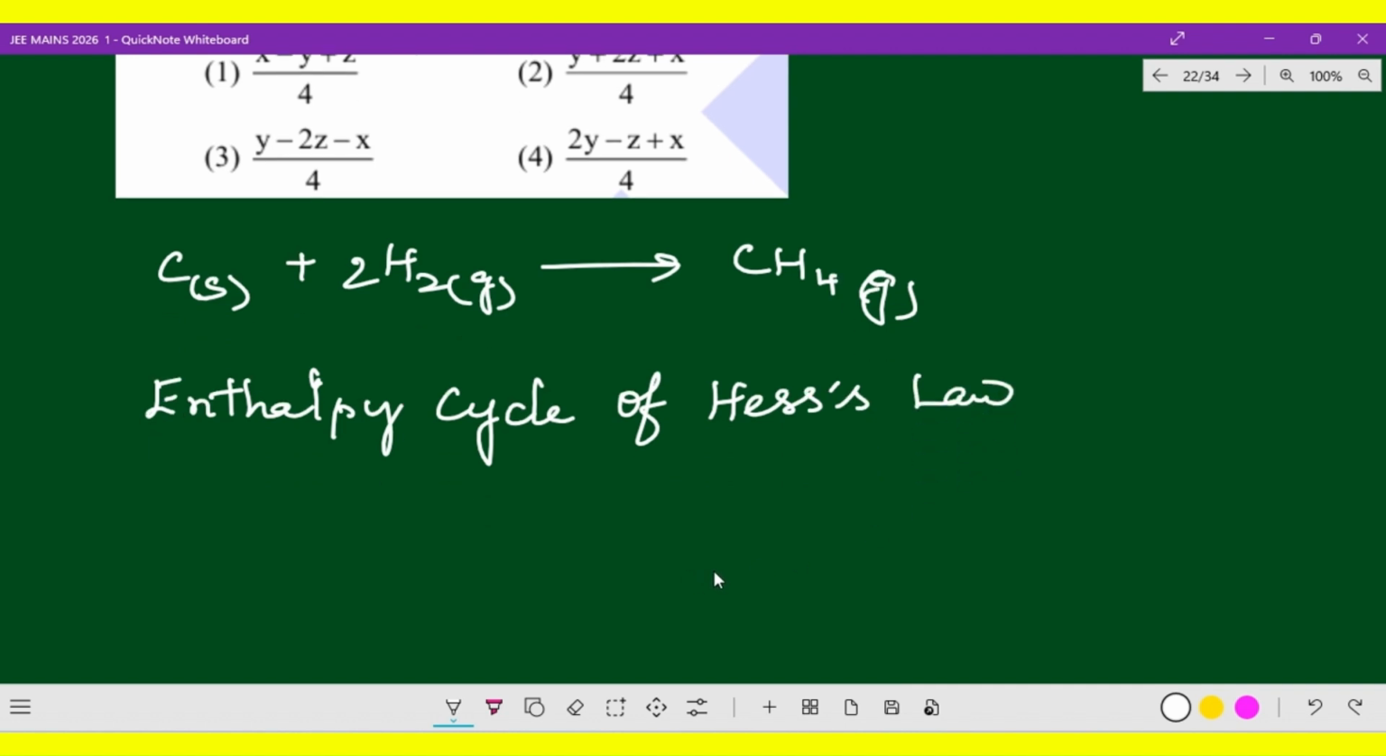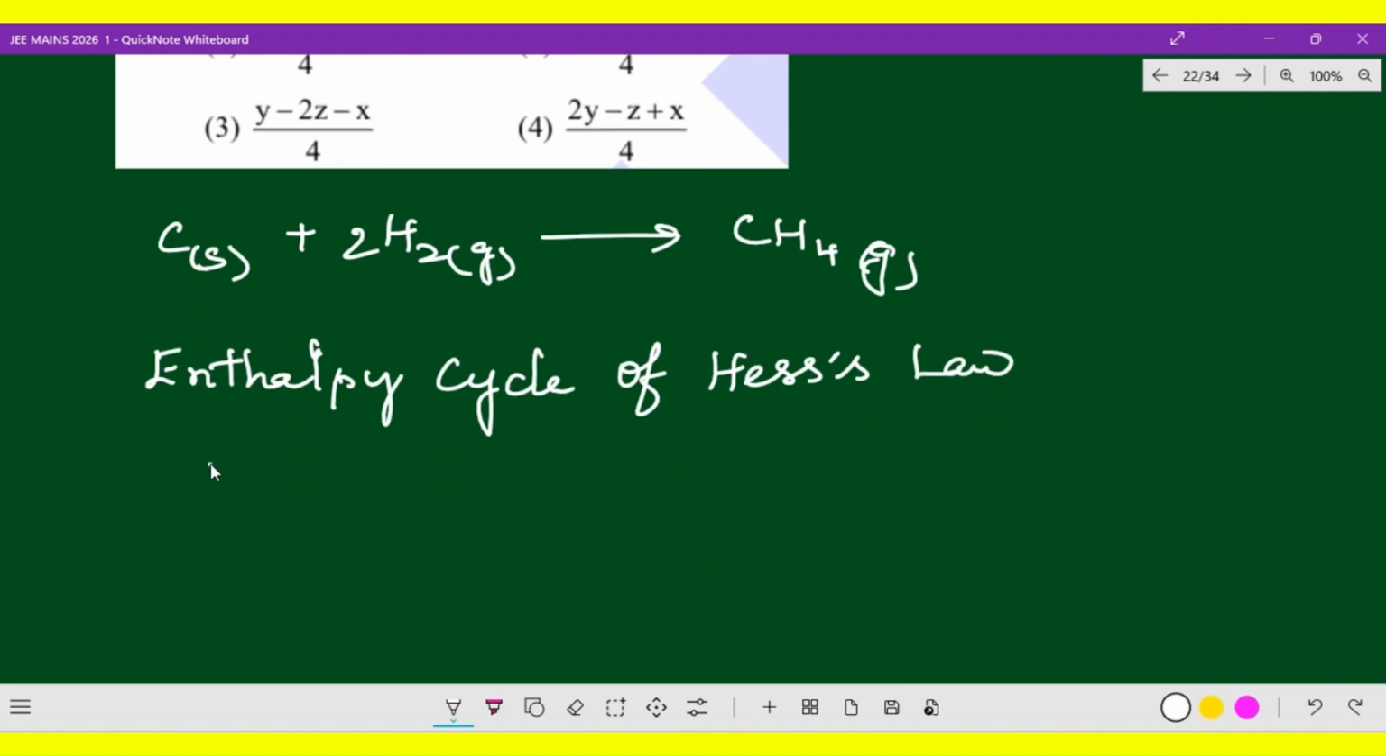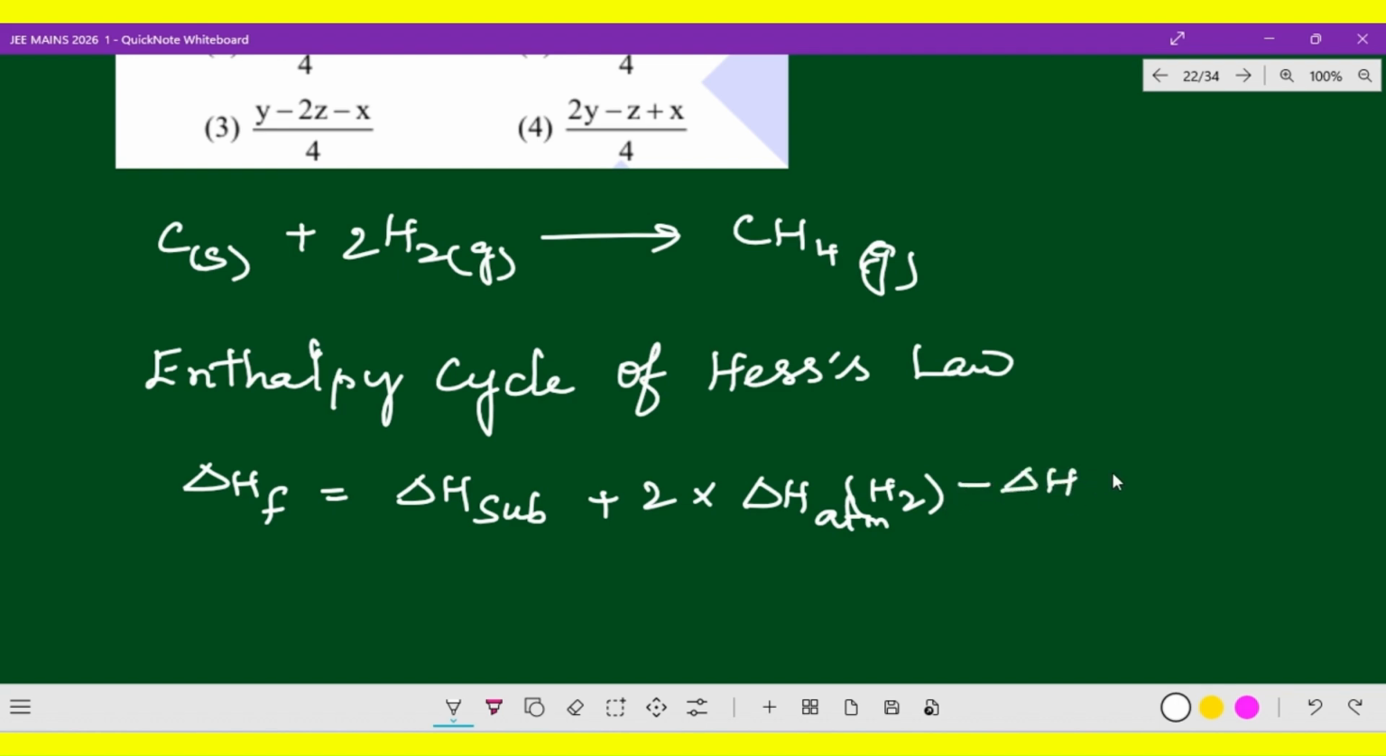Right, now what formula can we use according to this? Delta H formation is equal to delta H sublimation plus 2 into delta H atomization of H2. Atomization, from here only its bonds break, right? So minus delta H atomization of CH4.